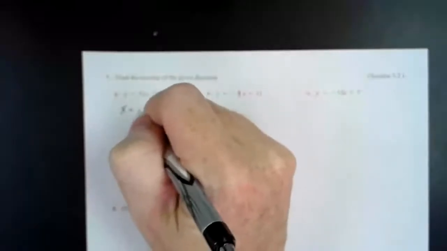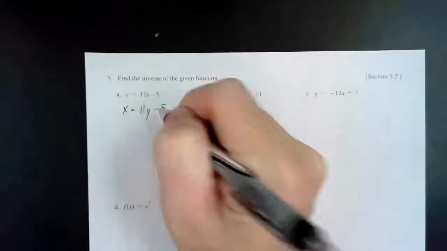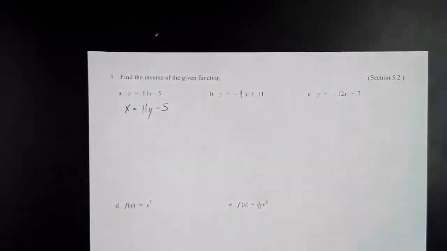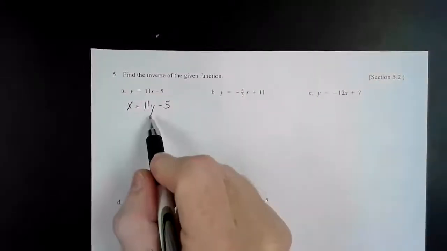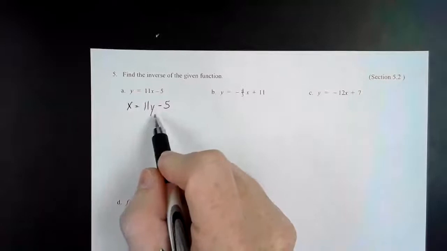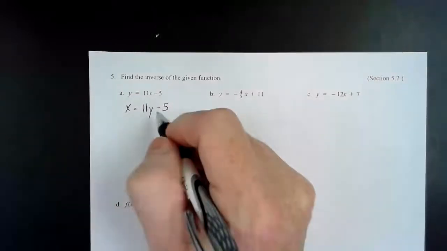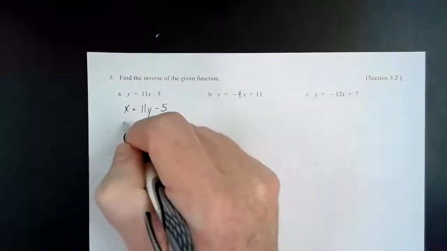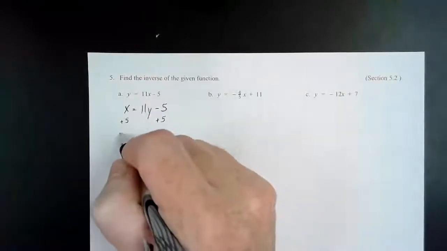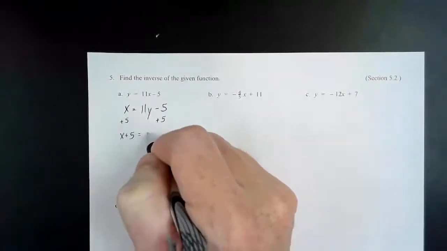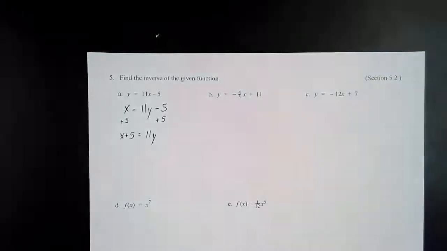And x becomes y. And now we're solving for y, remember? So I need to remove everything around it, starting with anything added or subtracted. So I need to add 5 to both sides. So I get x plus 5 equals 11y.